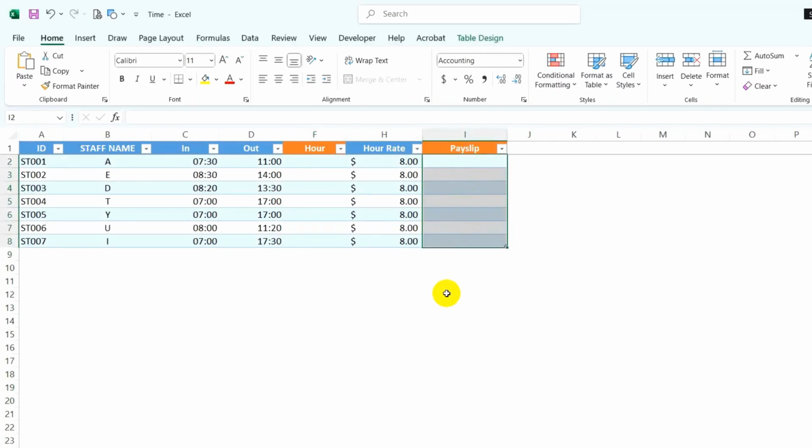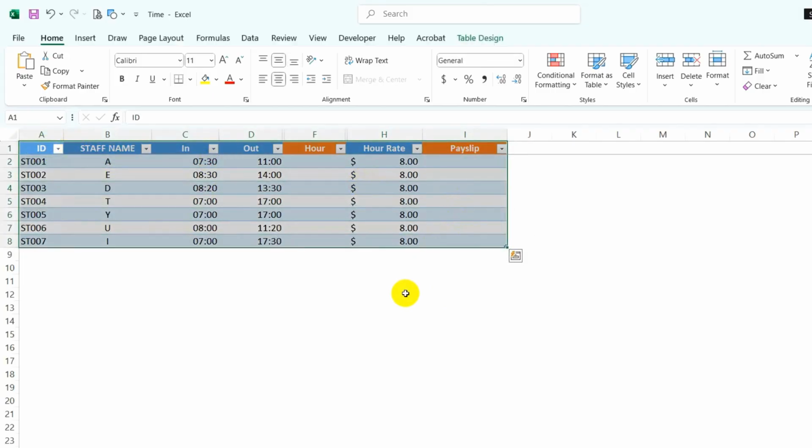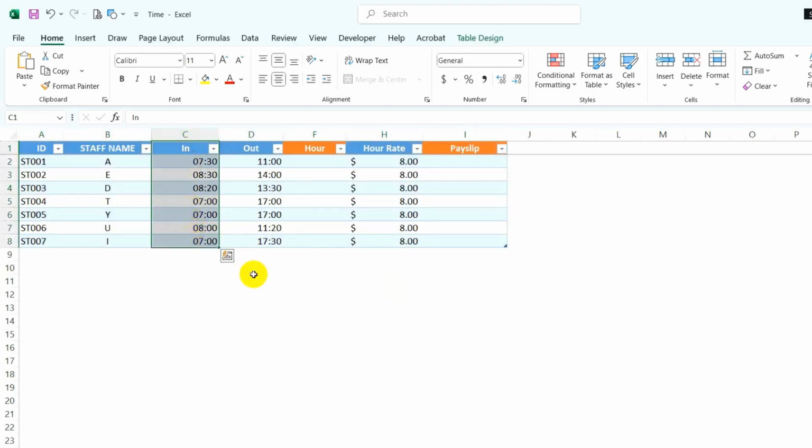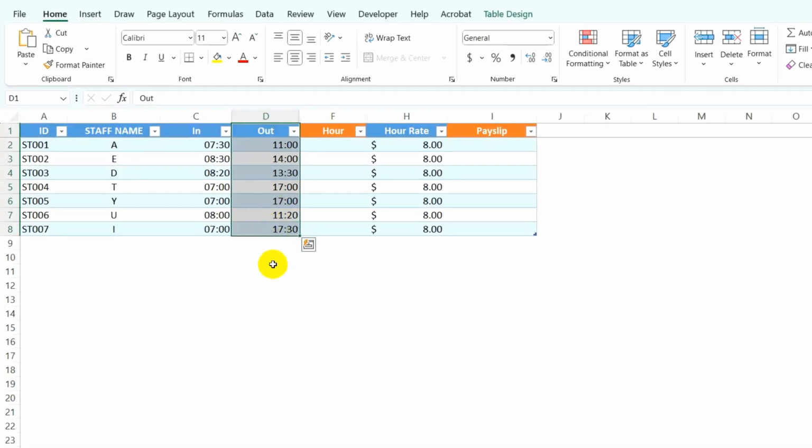Here is my staff list. And this example is only to find the hours of staff working. There are time in and out. Okay, let's find the hours of staff.